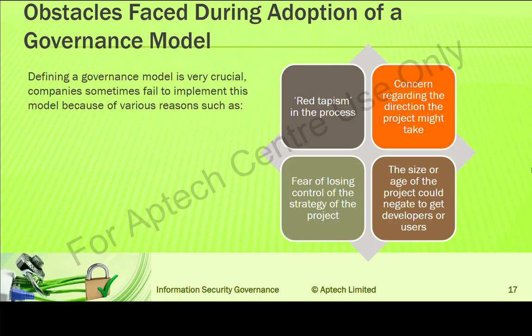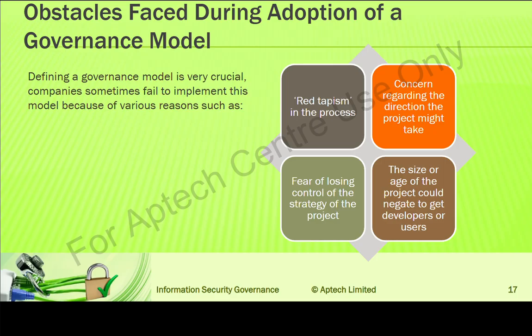Now, obstacles faced during adoption of a governance model. Defining a governance model is very crucial. Companies sometimes fail to implement this model for various reasons. These are the reasons we have. Sometimes organizations fail because of red tape in the process. If there is any red flag along the road in the processes, this can make an organization fail.